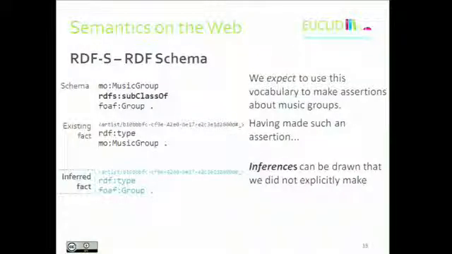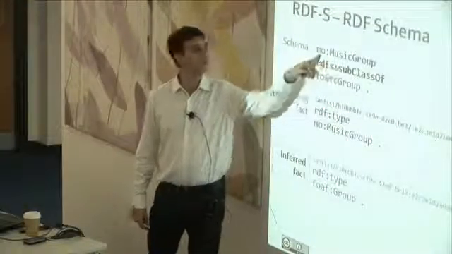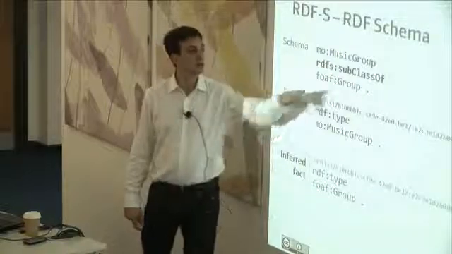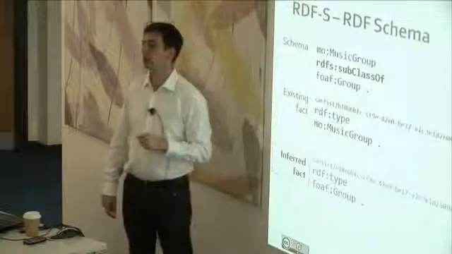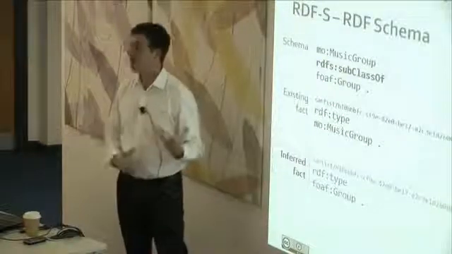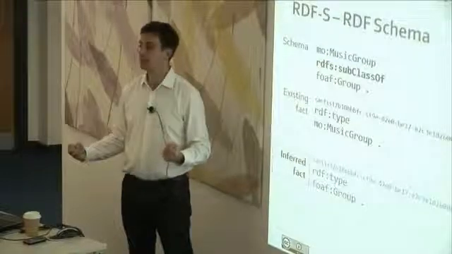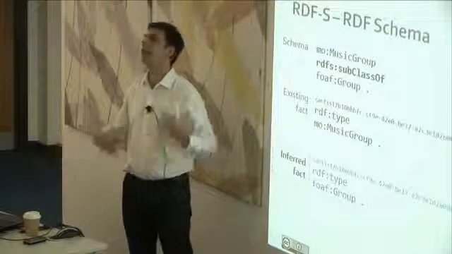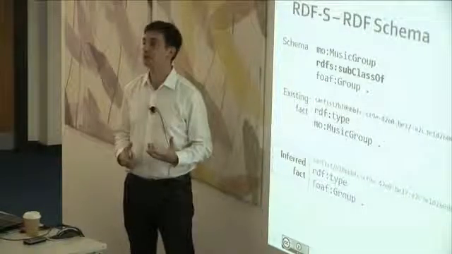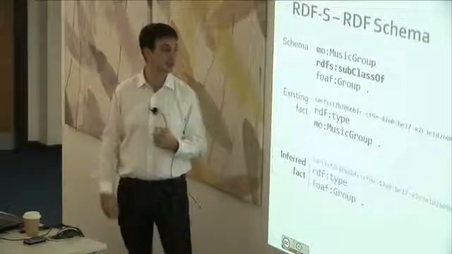Now, if we have things in the schema, so here, for instance, we have music group in the music ontology scheme is a subclass of a class called group in FOAF. Okay? From a programming understanding, we might understand that subclasses mean anything that's in the subclass is also in the superclass. And that's what we get from inference. That's one of the types of inference we get in RDFS, in RDF schema.